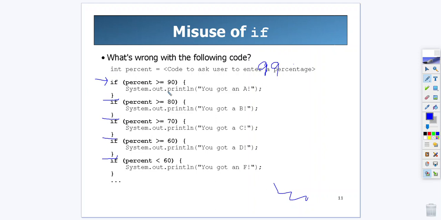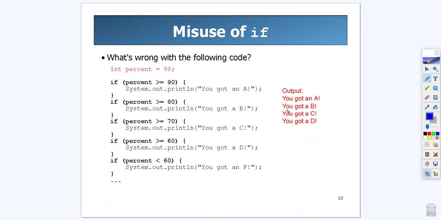So I come here. Is my percentage greater than or equal to 90? Yep, I got an A. But this is a separate problem. Is my percentage greater than or equal to 80? Yep, I got a B. Is it greater than or equal to 70? Yep, so I got a C. Greater than or equal to 60? Yep, so I got a D. Is it less than 60? No. So it's going to end up displaying all of those, which is probably not what was intended.